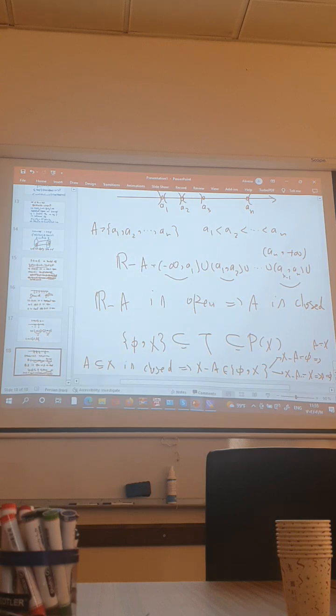So if A is a closed set, A must be equal to X or A must be equal to the empty set. The only closed sets in this topology are the empty set and X, and any open set is the empty set or X. But in the discrete topology, all subsets are open and all subsets are closed.